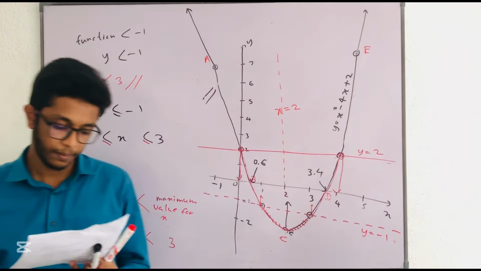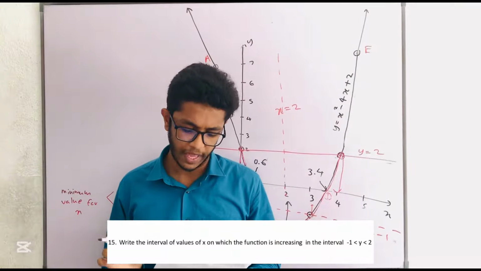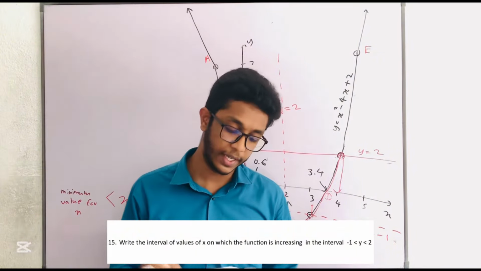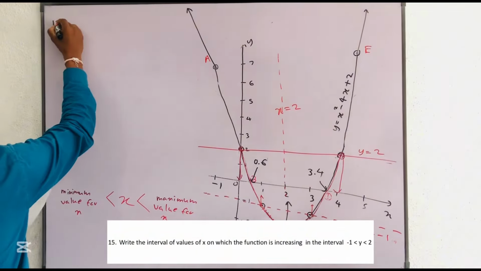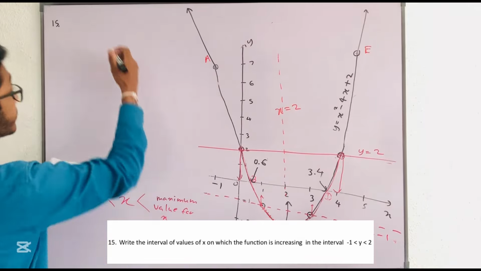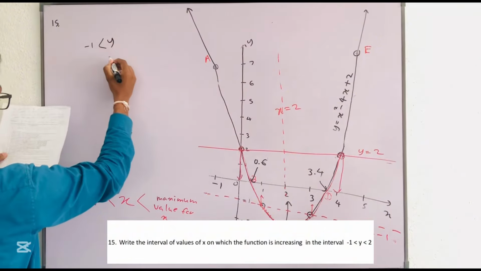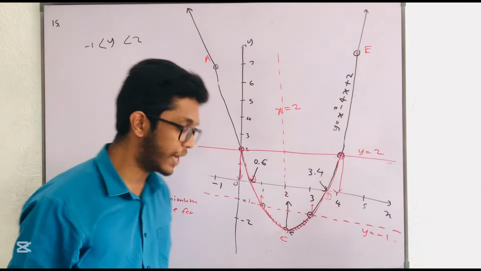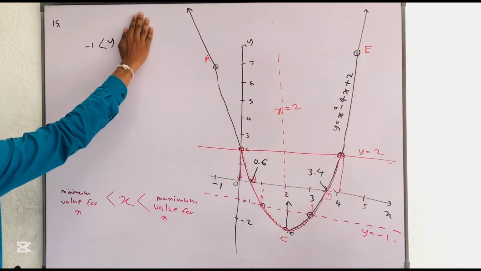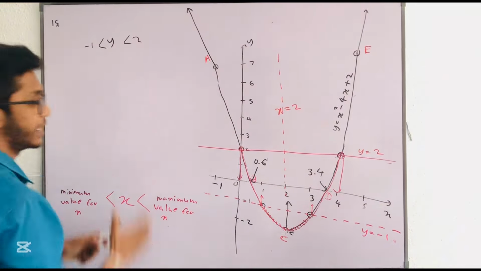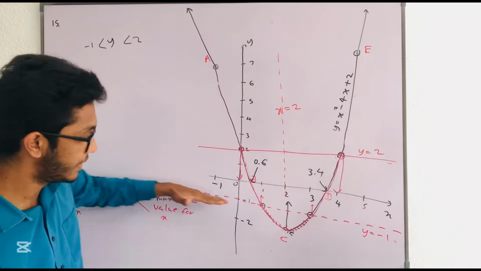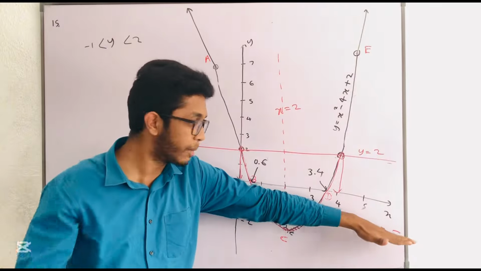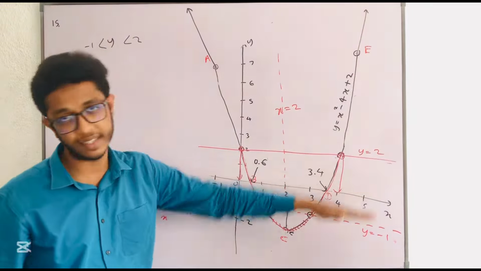Then question number 15. Write the interval of values of x on which the function is increasing in the interval y greater than minus 1 and less than 2. In question number 15 they have given the y value range. The y value is greater than minus 1 and less than 2. Y greater than minus 1 means, this dotted line represents the y equals minus 1 line, and greater than minus 1 means, as I explained before, above this line.